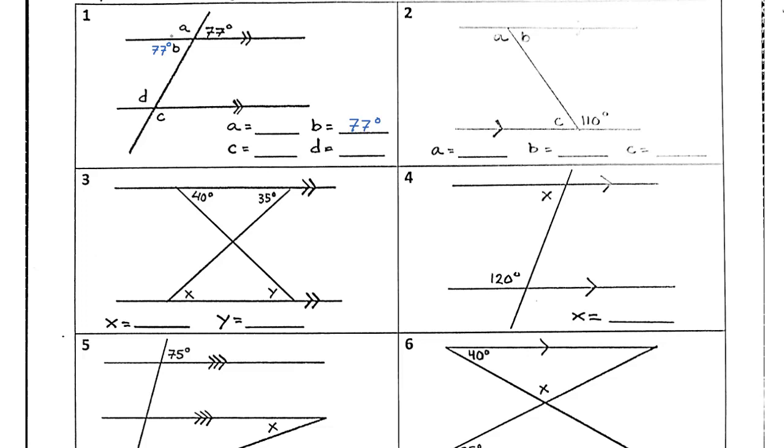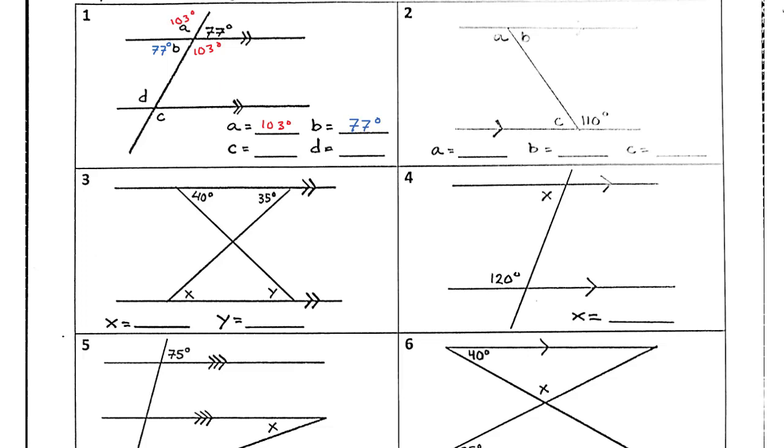Well, we could use our supplementary angle rules, which is the half circle rule, and go, well, 180 in a half circle minus 77, so A would be 103. And then across from it would also be 103. All right, so all 4 of those angles we've got figured out.